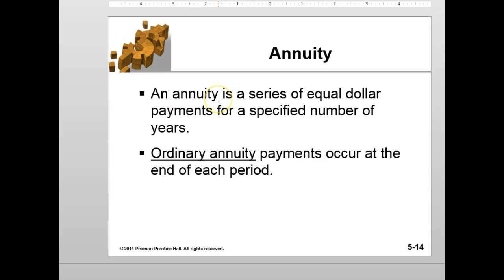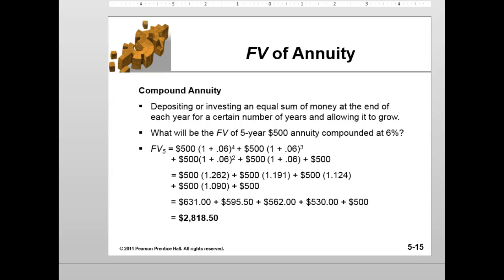So an annuity is a series of payments of equal dollar amounts for a specific number of years, and an ordinary annuity occurs at the end of each period, whereas an annuity due occurs at the beginning of the period. There's a difference in that, and a different ratio or equation to use for it. And Excel does that also.